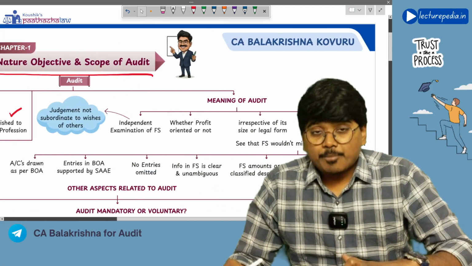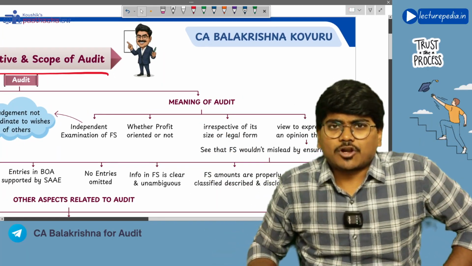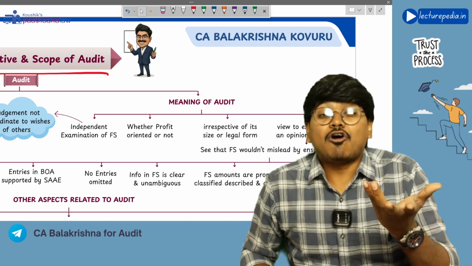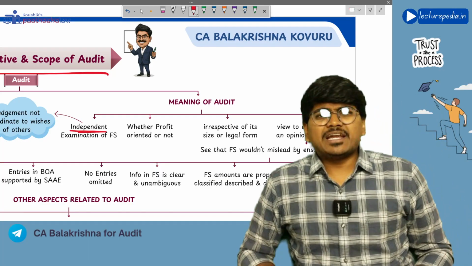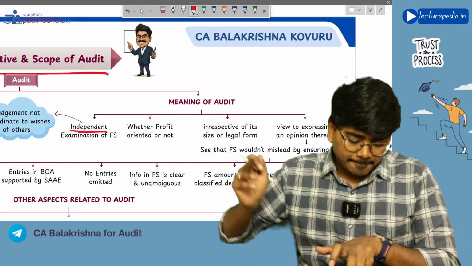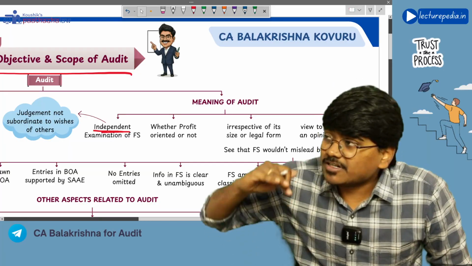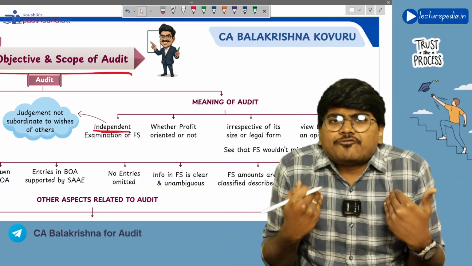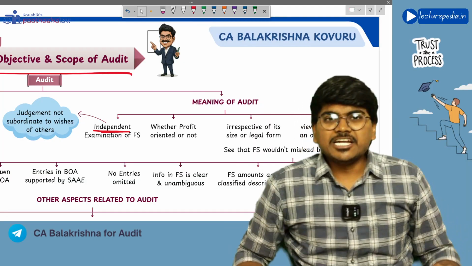Next, the meaning of audit. What is meant by audit? What is the definition of audit? First of all, audit is independent examination of what? Of financial statements. Now here, what is meant by independence? See, independence means your decisions not being subordinate to the wishes or will of some other person. That is known as acting independently. You should not be influenced by any other party while taking decisions. That is known as independence.